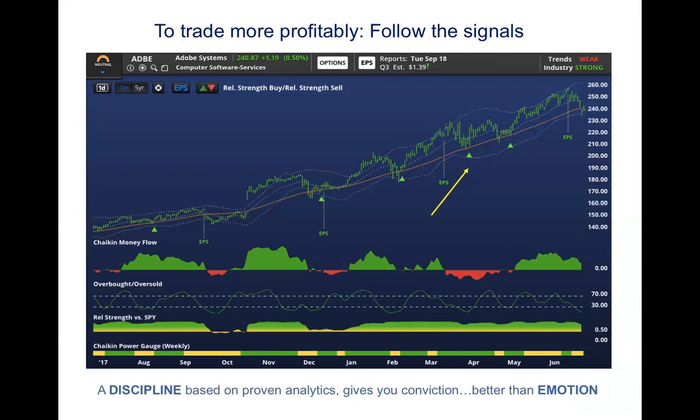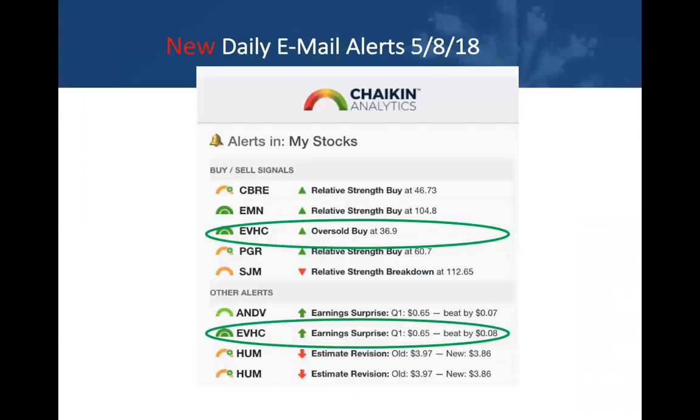Now, people like this so much and found this to be so profitable that they asked us to push these alerts to them. They didn't want to have to dig into the system. So on April 7th, we launched our daily email alerts. For 2 different lists, one, your My Stocks list, and then for a broader market average, we push those signals to you in an email that comes out around 8 o'clock every morning.